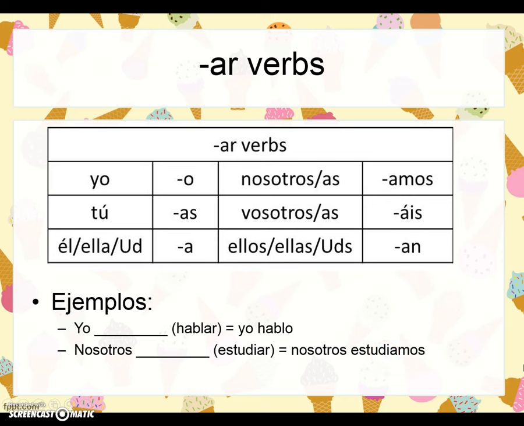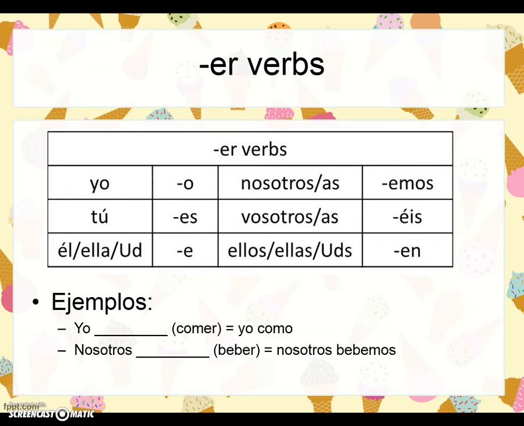Okay, so that's just a quick review. Now we're going to move on to our new ER and IR verb endings. So for ER verbs, here are the endings. We have O, which is the same as our AR verbs, ES instead of AS, E instead of A, emos instead of amos, eis instead of ais, and en instead of an.